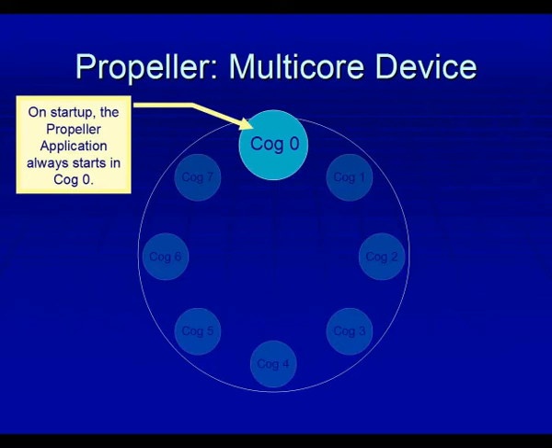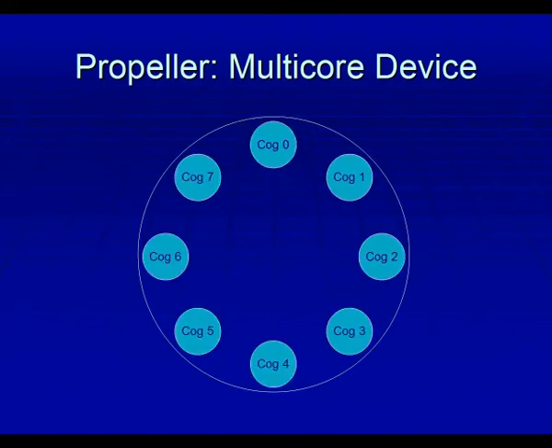Because of this, the Propeller application that you download when you're developing is always started in cog 0. After that, it's up in the air. It's up to you, the developer, to decide whether the application runs solely in cog 0 or whether it launches other cogs to run different parts of the application. So just wanted everybody to know it's very flexible that way.